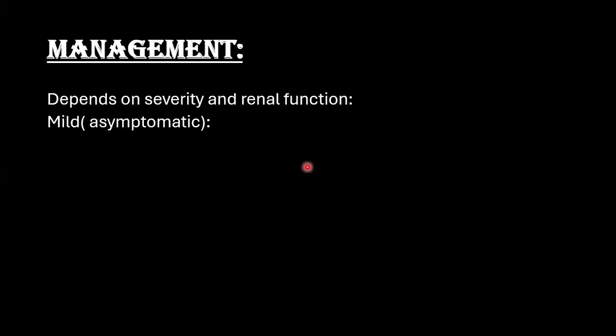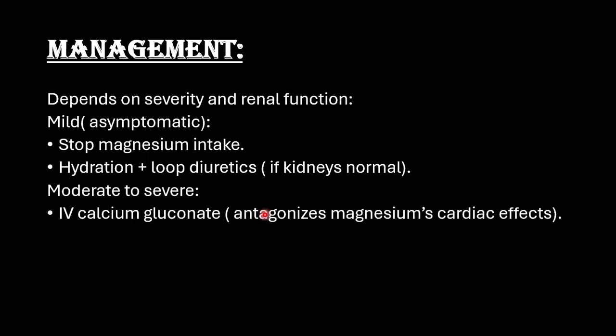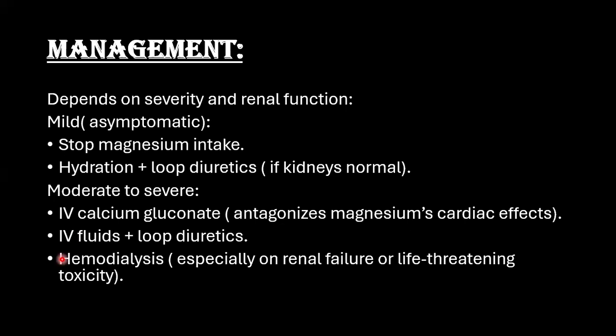If hypermagnesemia is mild and asymptomatic, then we have to stop any form of magnesium intake and give hydration plus loop diuretics, if kidneys are working normally. If there is moderate to severe hypermagnesemia, then IV calcium gluconate is given to antagonize the magnesium's cardiac effects, and IV fluids plus loop diuretics can be used, and as a last resort, hemodialysis, especially in patients with renal failure or if there is life-threatening toxicity.